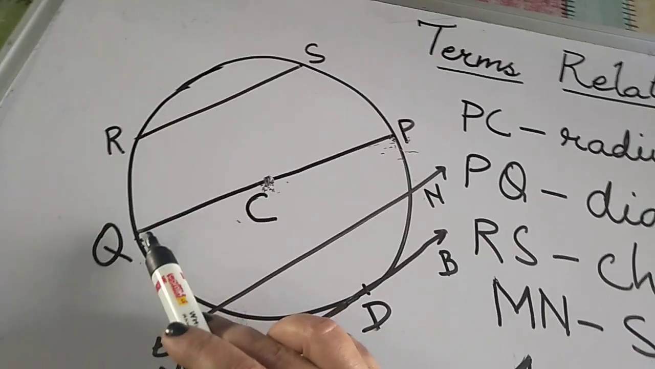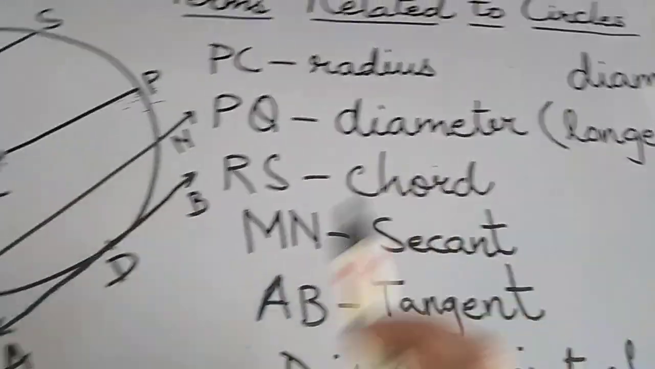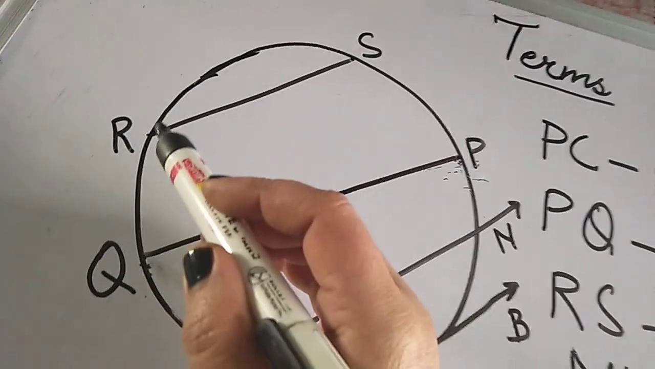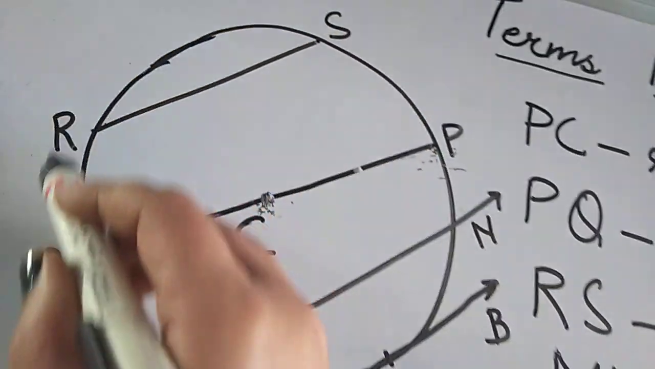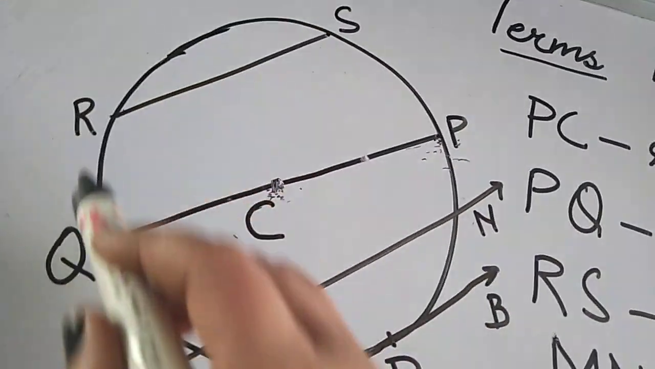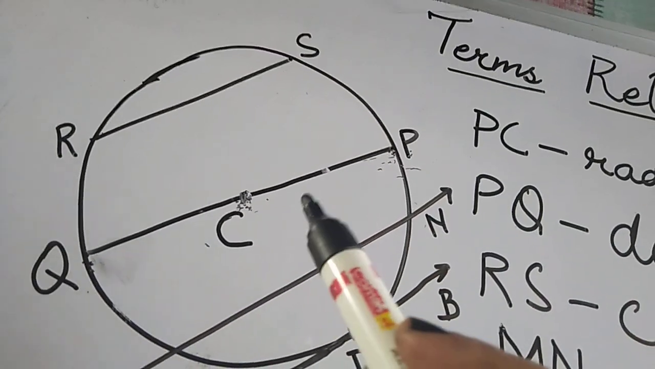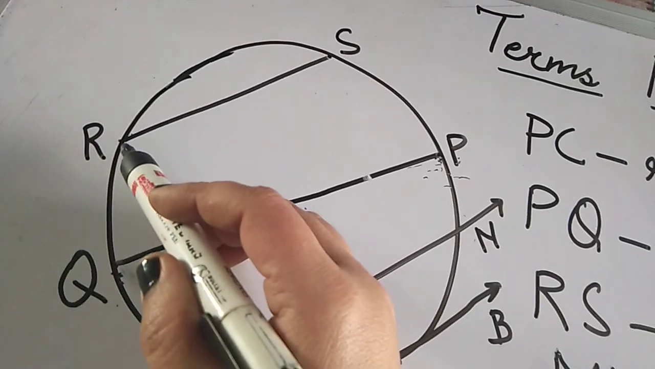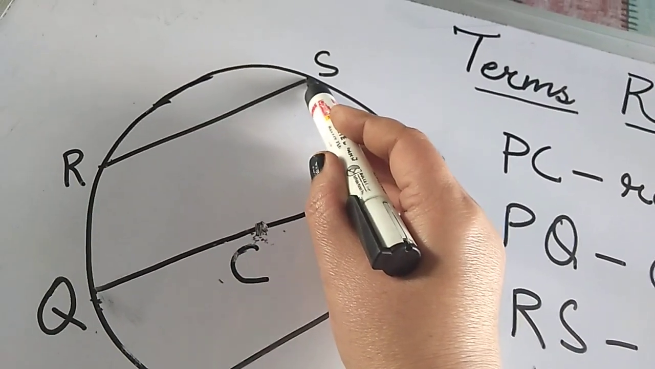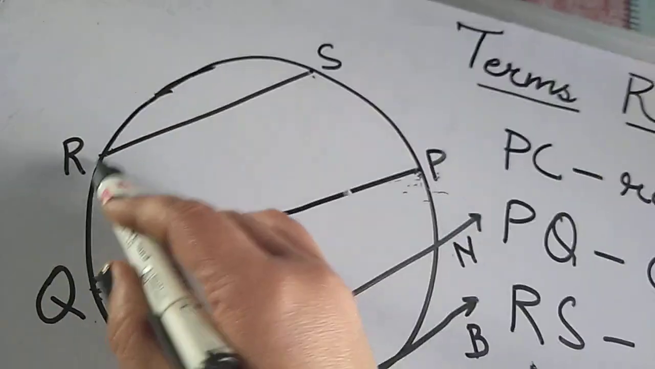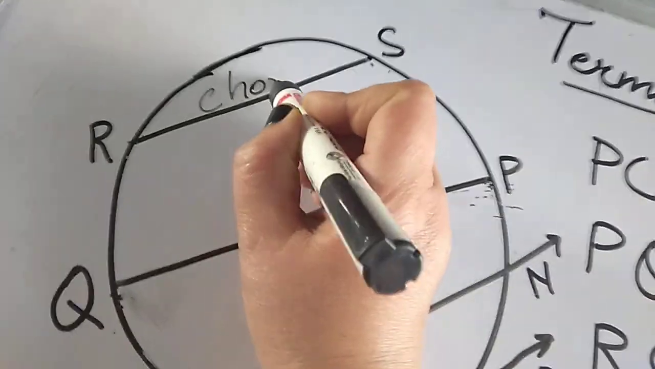Now coming to another term which is chord, C-H-O-R-D. Now what is a chord? A chord is a line segment that cuts the circumference of a circle. This whole perimeter or boundary of a circle is called the circumference. If I draw a line segment which cuts the circumference at any 2 points, then this RS is called the chord. RS is called a chord of a circle.